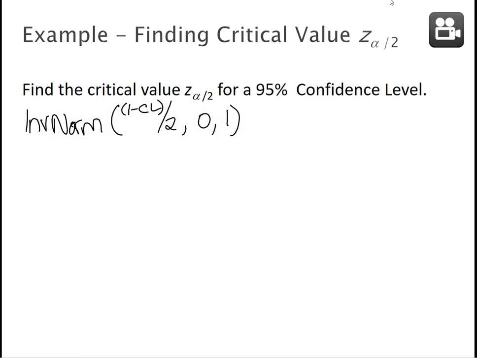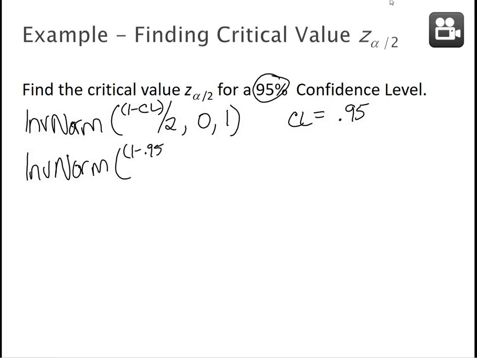All right, so now what is my confidence level? In this case, my confidence level was 95%. So I'm going to convert that to a decimal to get 0.95. So inverse norm 1 minus 0.95 over 2, comma 0, comma 1, and that's what I'm going to input in my calculator. Now let me go ahead and show you how that works.